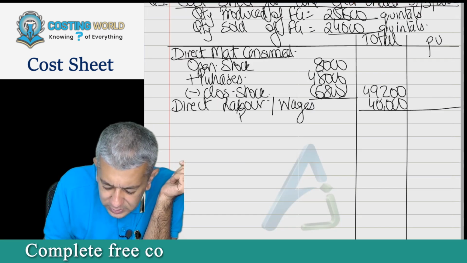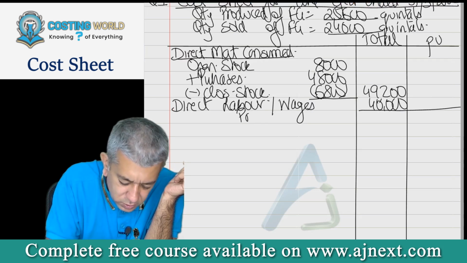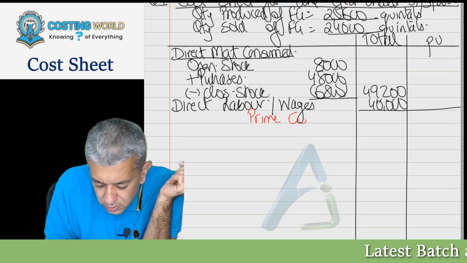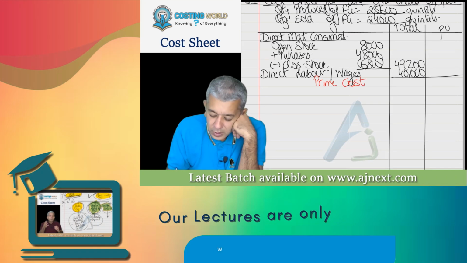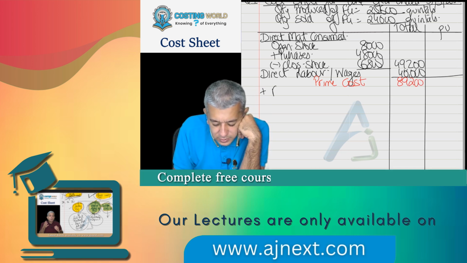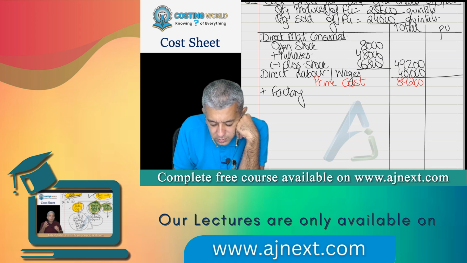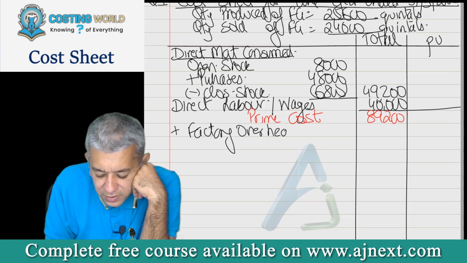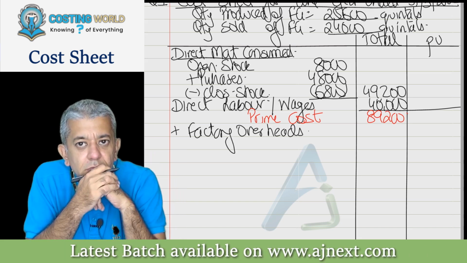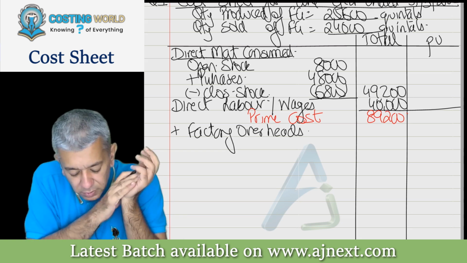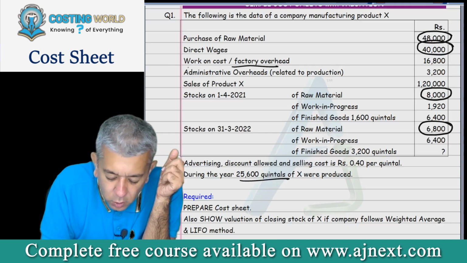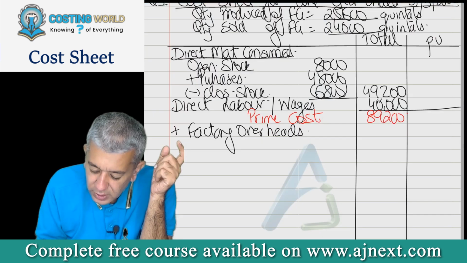Total of this in this case will be called prime cost. So write down prime cost, 89,200. Add factory overheads. Now, factory overheads in this particular case means works on cost. Works on cost is an alternate name for factory overhead, 16,800.